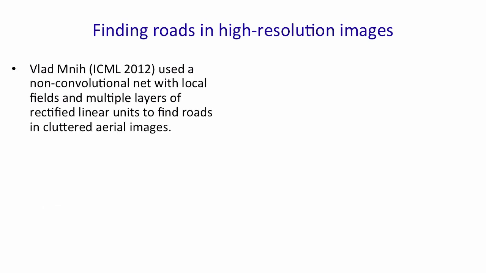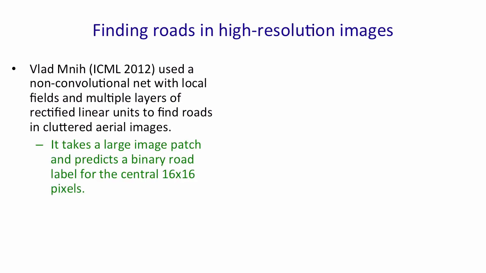So Vladimir Mnih used a net with local fields, but without convolution, to extract roads from aerial images. These are cluttered aerial images of urban scenes. Again, he uses multiple layers of rectified linear units, and he takes a relatively large image patch and predicts for the central 16 by 16 pixels whether each of those pixels is a piece of road or not a piece of road.